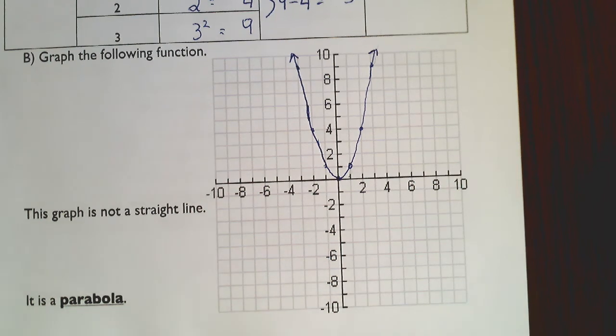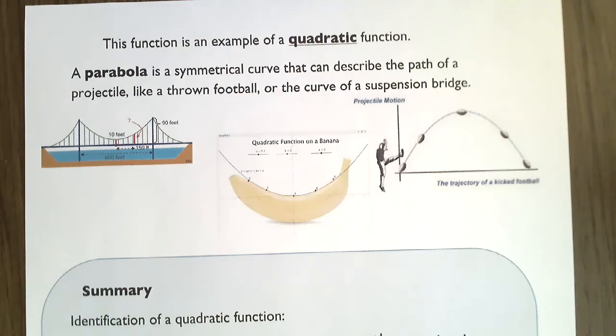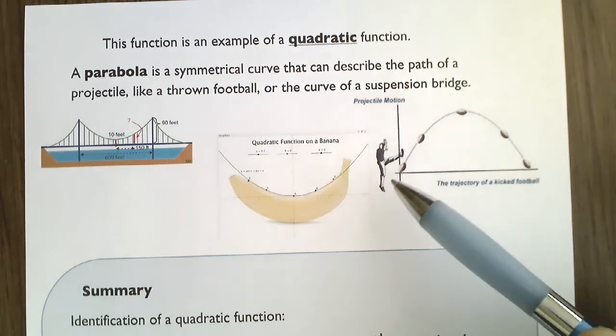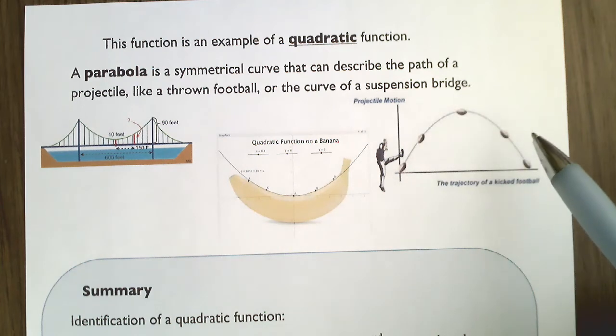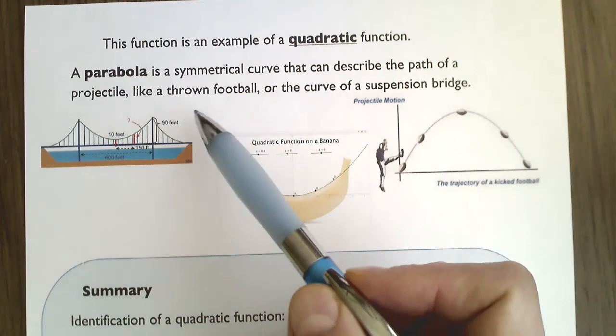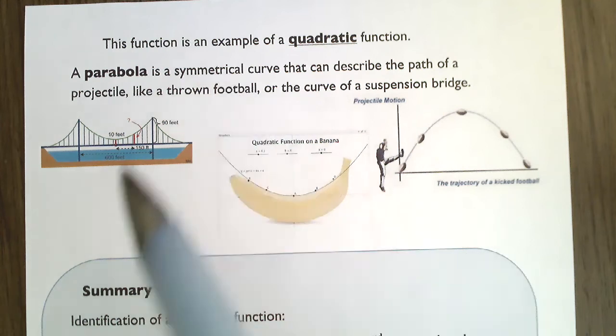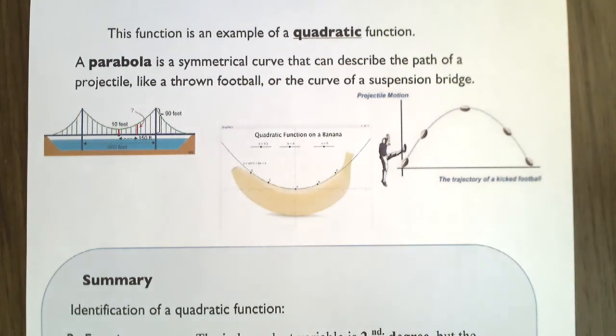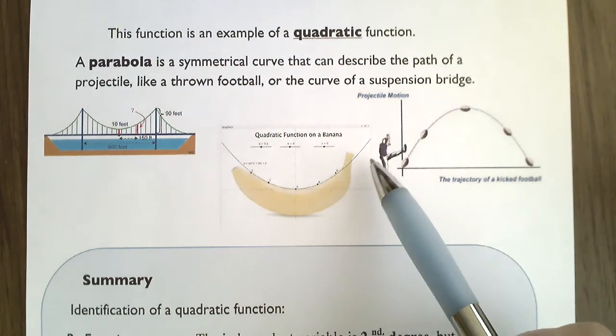All right, so this symmetrical curve is called a parabola. A parabola is a symmetrical curve that can describe the path of a projectile, like throwing a football, or the curve of a suspension bridge. It can also be used to represent the curvature of a banana.